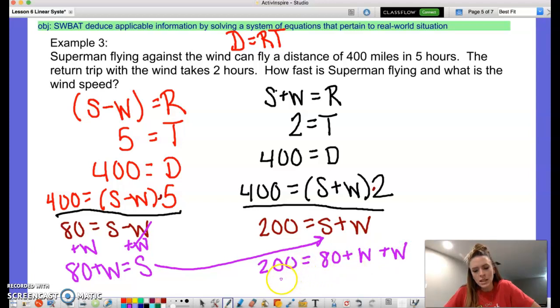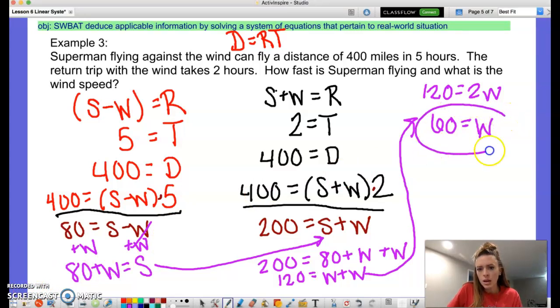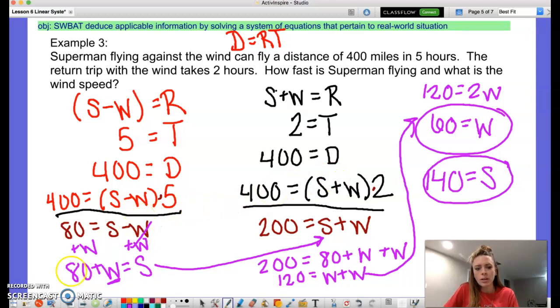Okay, so we'll subtract 80 out of there. We have 120 equals W plus W. I've got to go up here, sorry guys. And then 120 equals 2W, and divide by 2 is 60. W equals 60 for your wind speed. And when you plug that into this W, 80 plus 60 is 140, which equals the speed of Superman. Okay, you have one more problem, but I'm going to get cut off on my video time. So that's going to be on the next video.